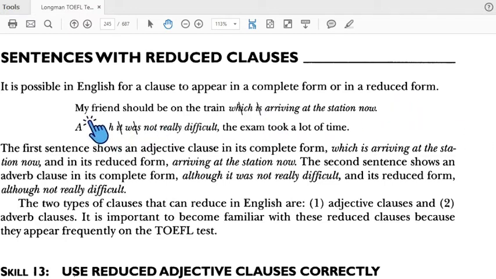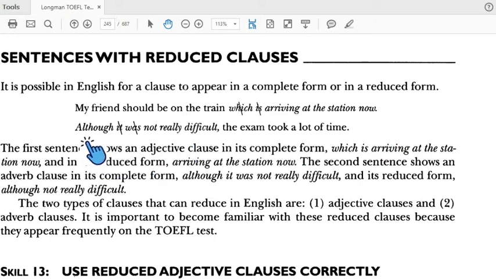For example, my friends should be on the train which is arriving at the station now. This sentence is actually the real sentence, but we can erase this part, reduce it. It should be: my friends should be on the train arriving at the station now. Okay, subject, verb, but we can erase this one, the subject and be. So this sentence is still good and correct.